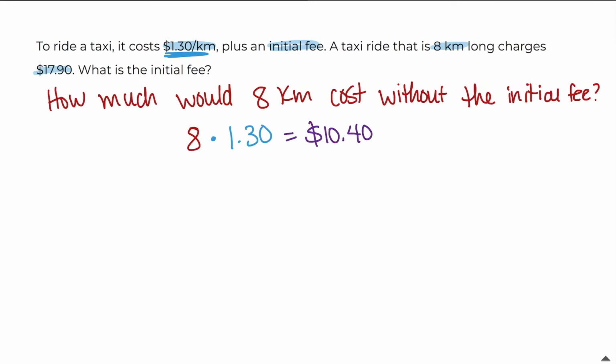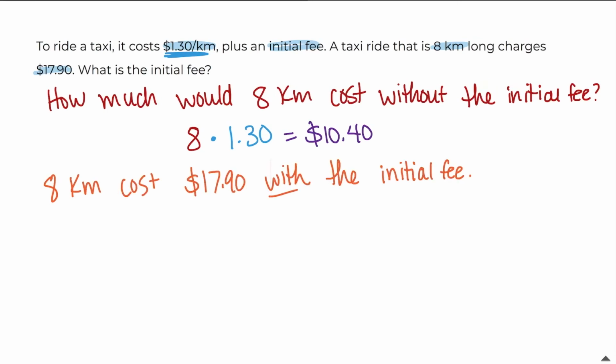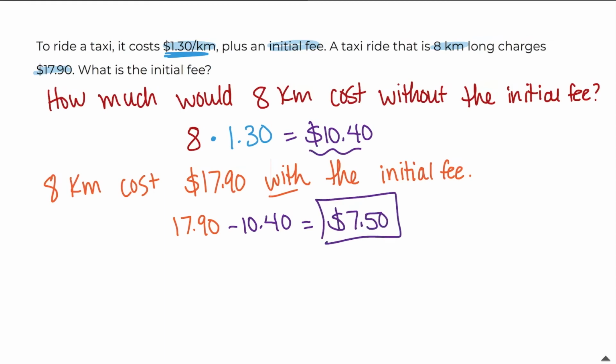$10.40. But we know that with the initial fee, we'll be paying $17.90 for those 8 kilometers. So I would take that $17.90, subtract the $10.40, and when I do that subtraction, I would end up getting $7.50. So this extra money that we are paying that is added on to that $10.40 to get to that $17.90 is our initial fee.